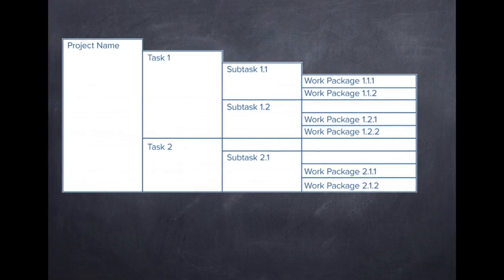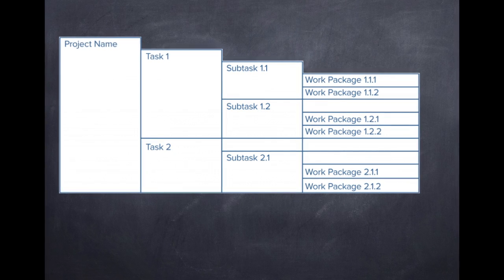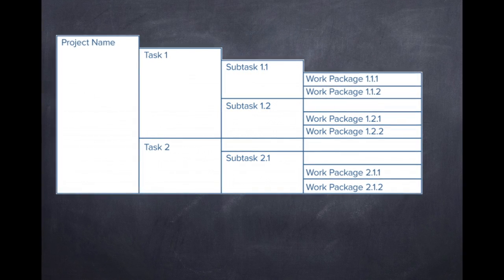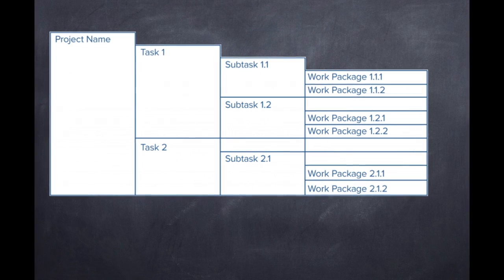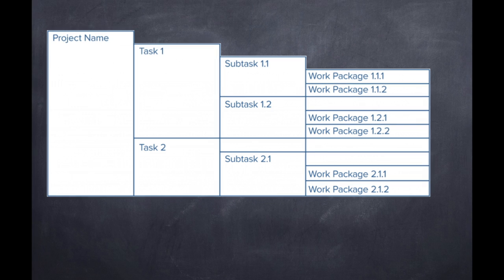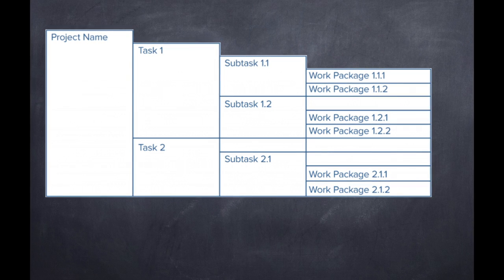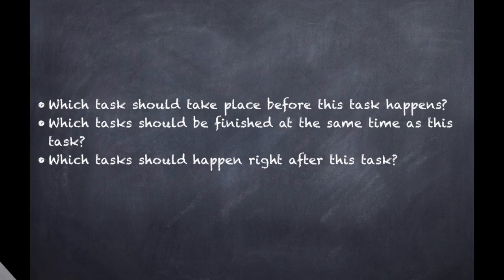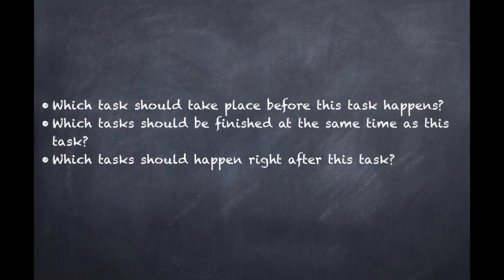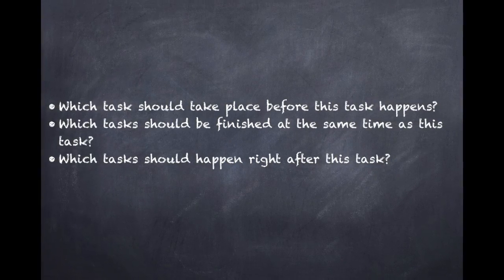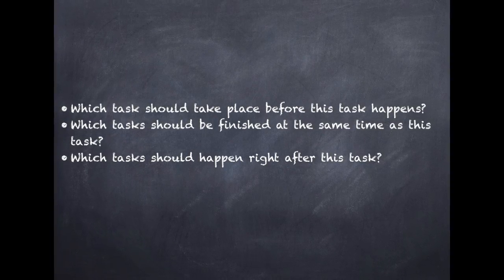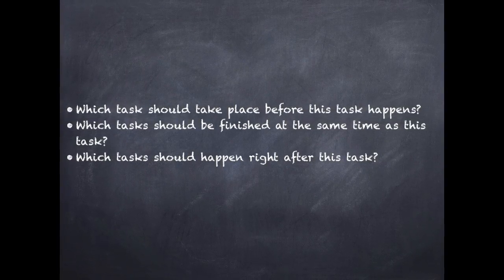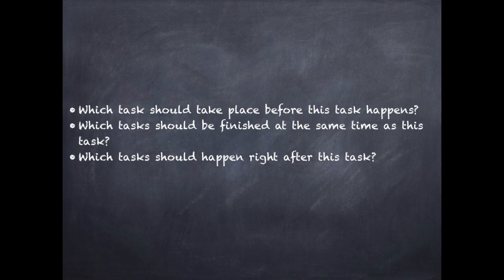After breaking down the project into manageable sections, we have to develop relationships among activities. Decide which activities must precede and which must follow others. Some activities will depend on the completion of others. To correctly identify activities and their precedence, ask yourself these three questions for each activity on your list from step 1. Which task should take place before this task happens? Which task should finish at the same time as this task? Which task should happen right after this task?